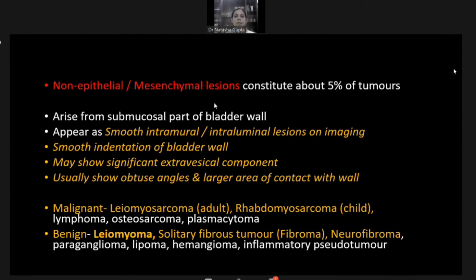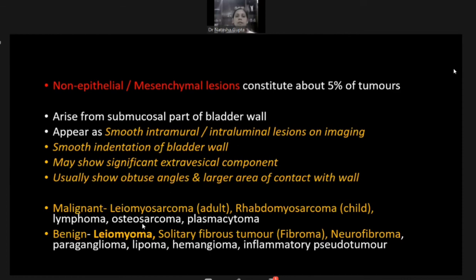So coming to the non-epithelial or the mesenchymal tumors, because they are arising from the submucosa, they tend to be very smooth, as in our case, and they may produce intravesical or intramural lesions. At times, they may just be seen as a smooth indentation of the bladder wall. And remember that if you are finding a significant extravesical component of the lesion, then you have to think of a submucosal mass rather than an epithelial tumor. And then we discussed that when it is making an obtuse angle and larger area of contact, then we need to think about the submucosal or the extrinsic lesions. But then this doesn't always help in distinguishing the epithelial and the submucosal lesions.